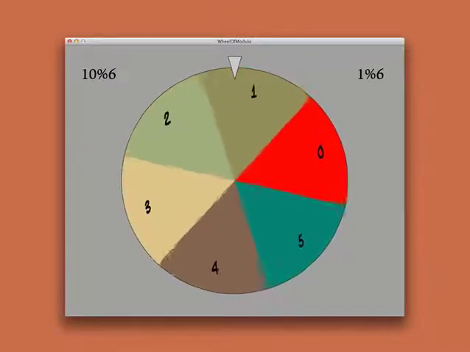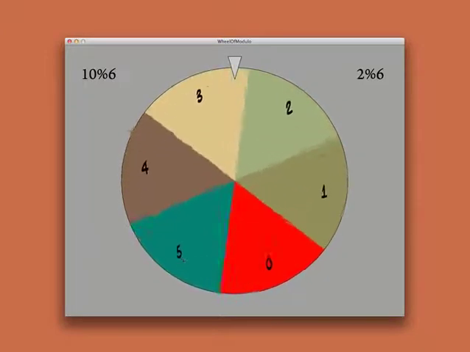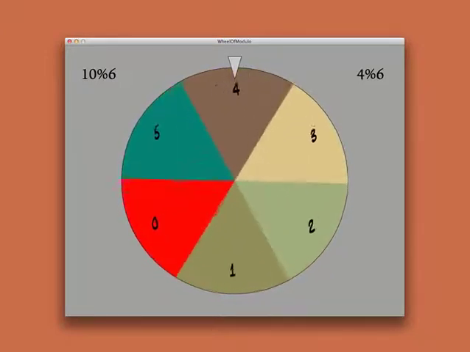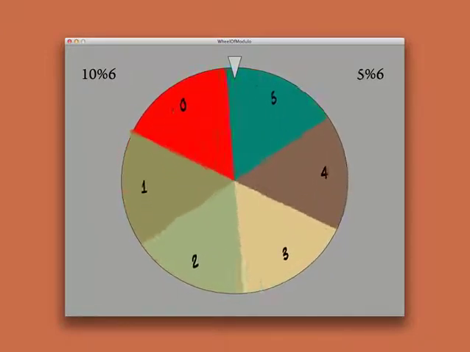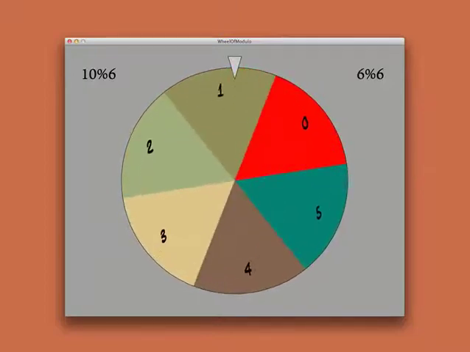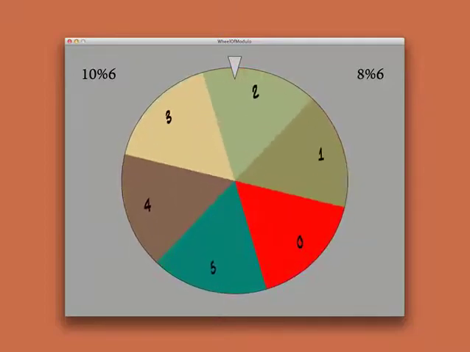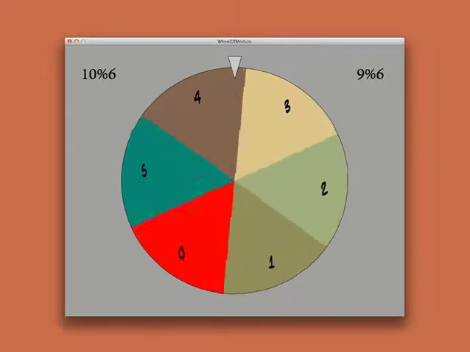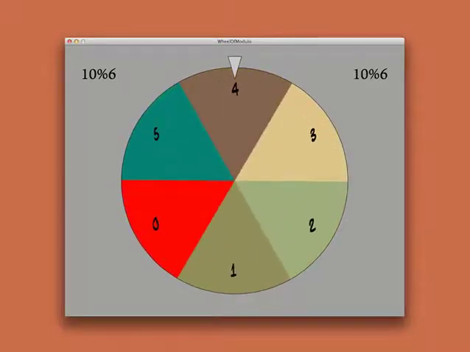And I spin it so that the wedges pass under the pointer 10 times. So I'm passing through 10 of the wedges. And you can see in the upper right, I'm counting the wedges as they pass by. Here's the 9th wedge, and here's the 10th one. The 10th wedge stopped at 4, and the result of 10 mod 6 is 4.